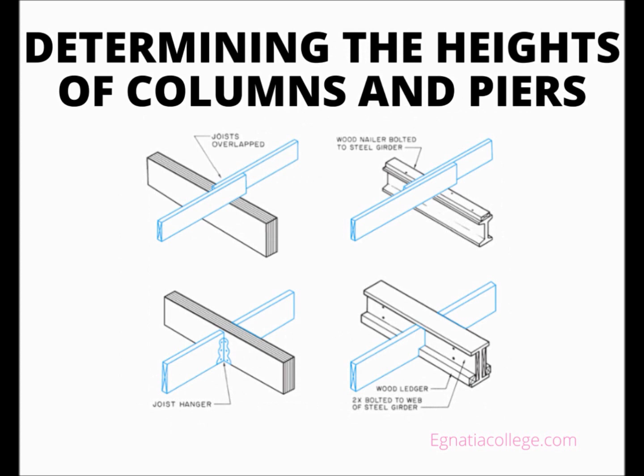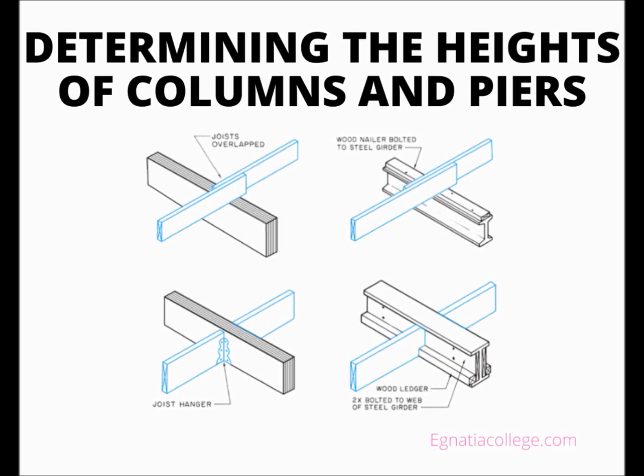Determining the heights of columns and piers. The length of the columns or height of the piers depends on how the joists will be attached to the girder. The floor joists may rest directly on top of the girder or may be butted against the girder so that the top surface of the floor joist is flush with the top surface of the girder.